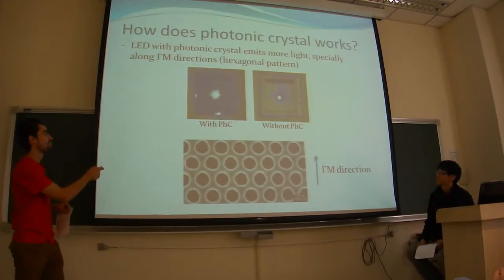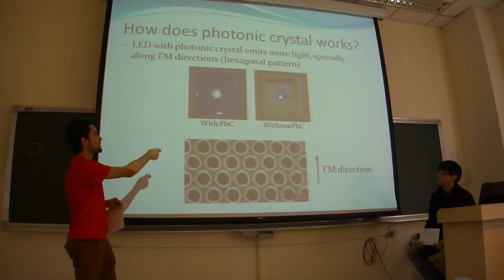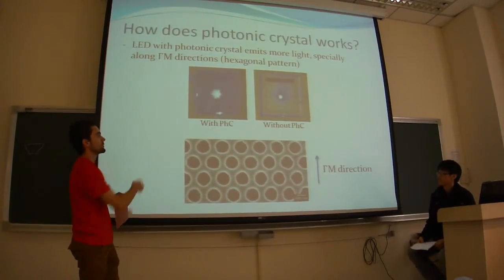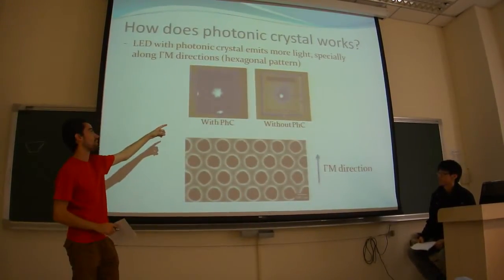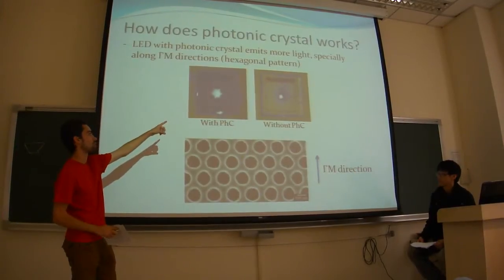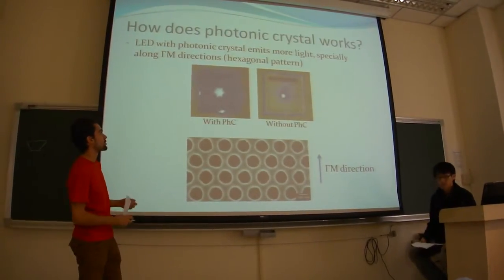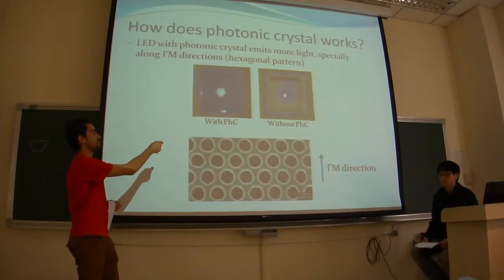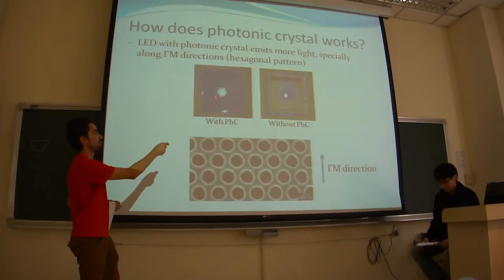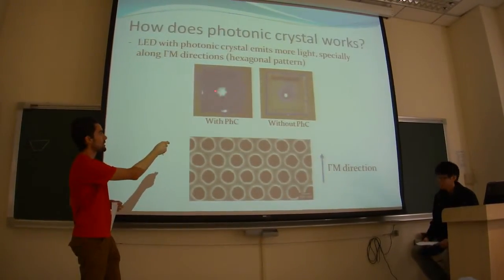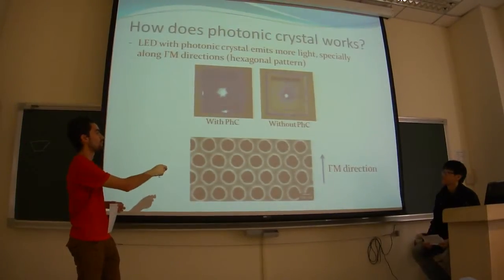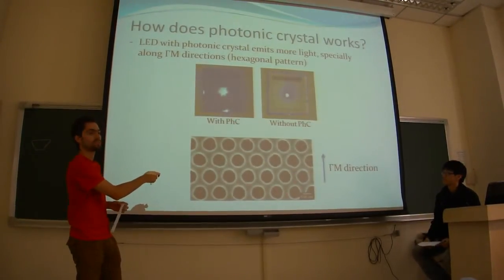So here we can see a picture of an LED with photonic crystal and without. We can see that the one with has much higher output, and also we can see that it has kind of a hexagonal shape like this, and this is obviously due to the symmetry of the photonic crystal.